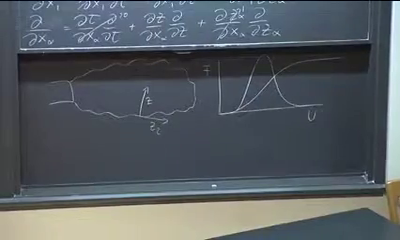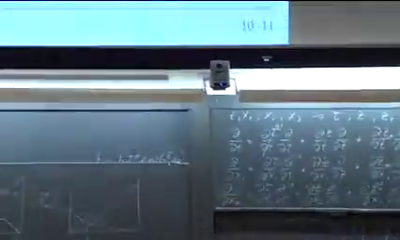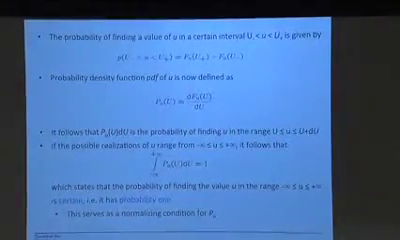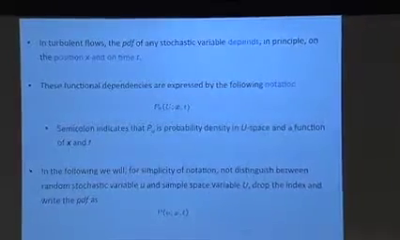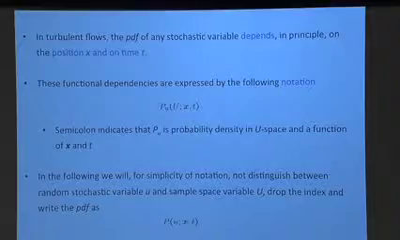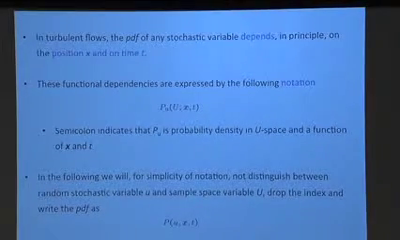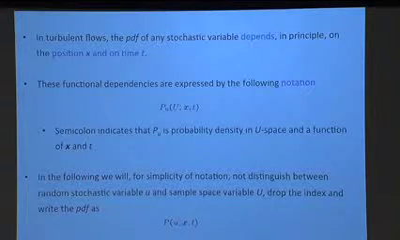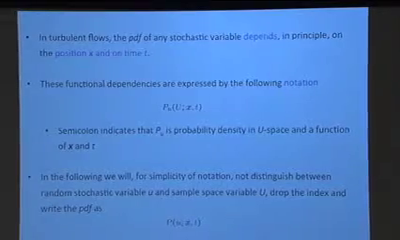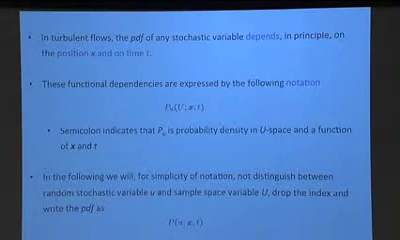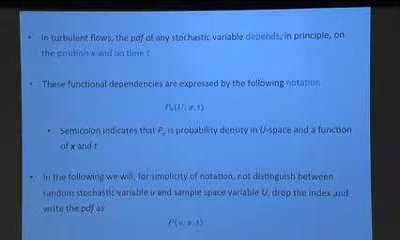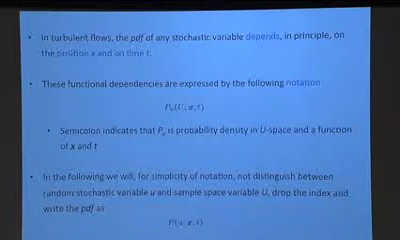There's a normalization condition for the PDF. If I integrate over this, the integral has to be 1, otherwise it's not a PDF. Good. These are details. The PDF is a function of the sample space variable, and it's a function of space and time, because if I do this measurement in different places in space, I get a different PDF. Typically, we first put the sample space variable, then a semicolon, and then the independent space and time coordinates.